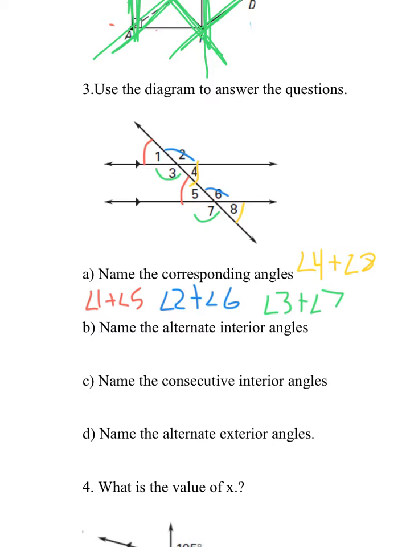Name the alternate interior angles. That's going to be 3 and 6. Right? Alternate, opposite sides of the transversal, in between the two lines. Also 4 and 5.